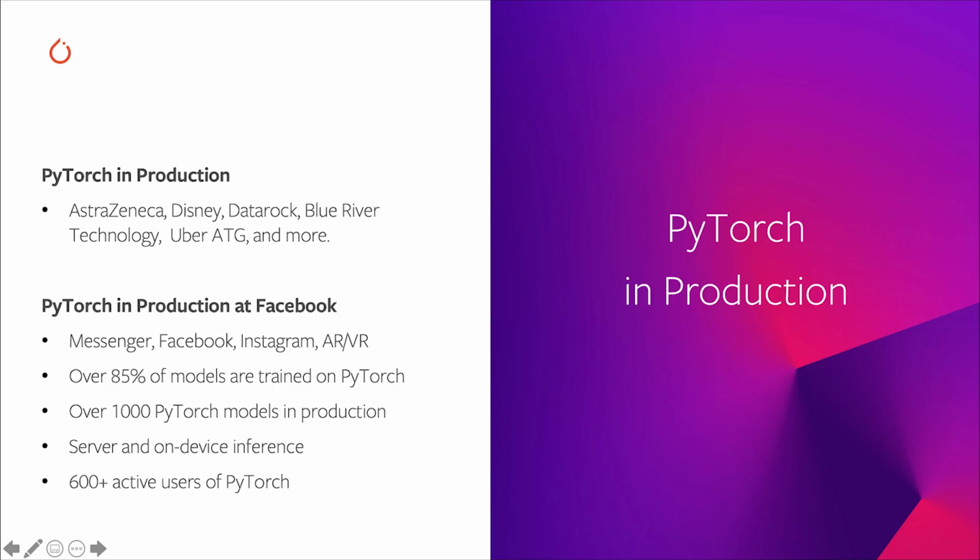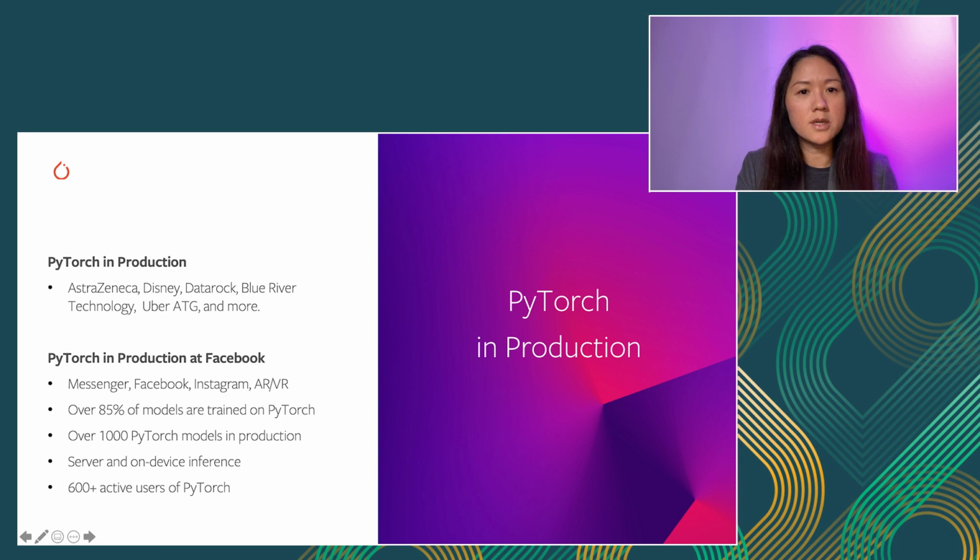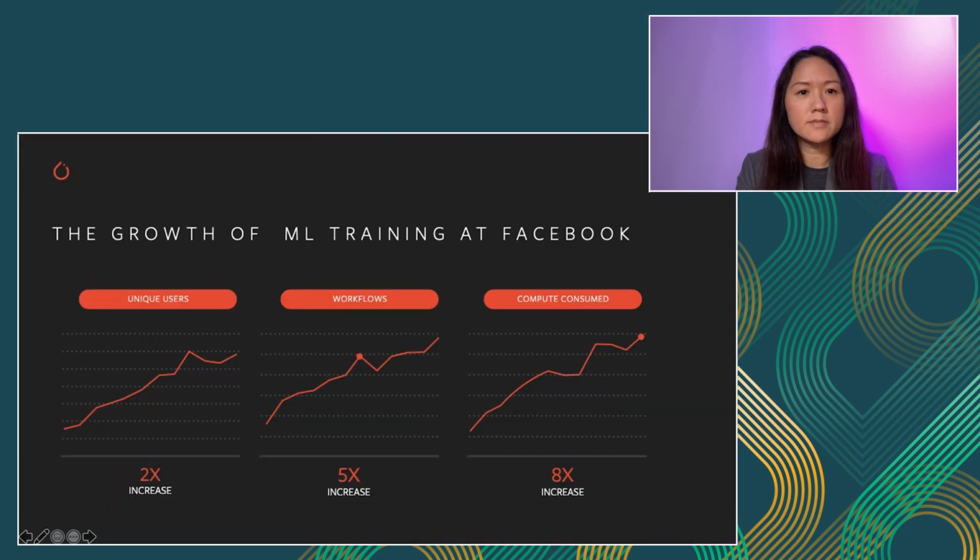PyTorch in production grew strongly as well. It is widely adopted in industry and also massively adopted at Facebook production across Messenger, Facebook, Instagram, and AR/VR applications. Over 85% of models are trained in PyTorch, and over 1,000 PyTorch models are in production. I will talk about our current progress and future direction of building the PyTorch production ecosystem.